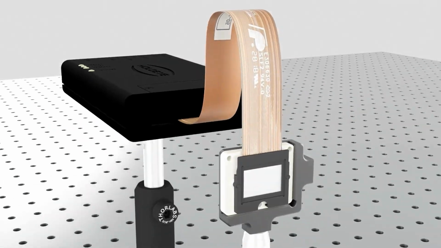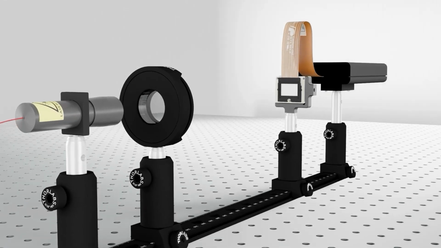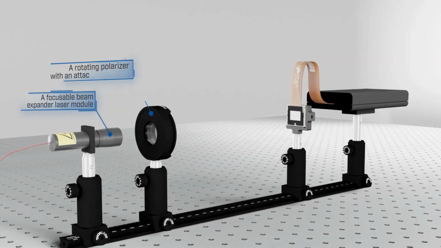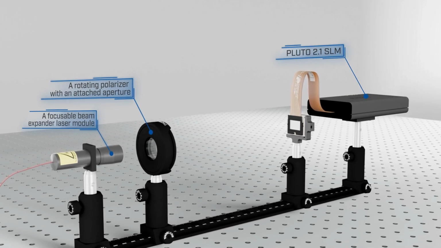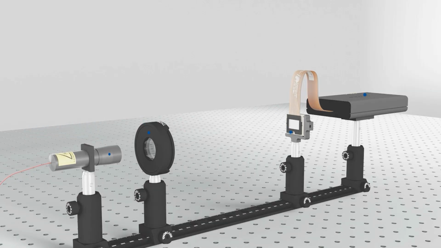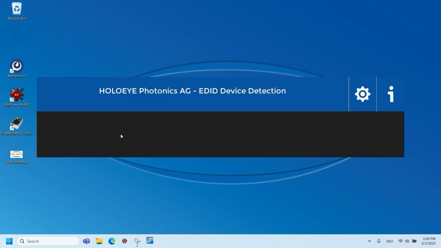For this demonstration, we will use a simple setup for holographic reconstruction. The assembly consists of a focusable beam expander laser module, a rotating polarizer with an attached aperture, the PLUTO-2.1 SLM, and a magnetic display mount. Start the HOLOEYE SLM Pattern Generator software.